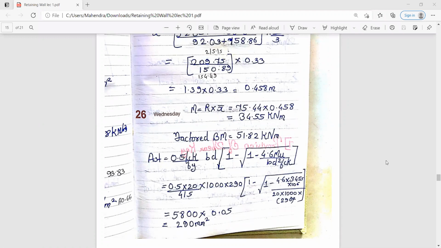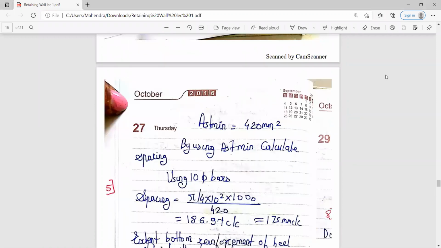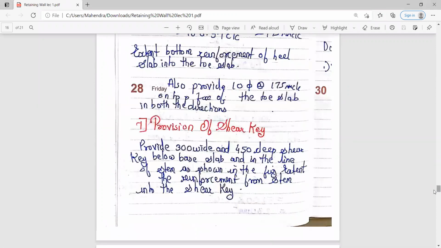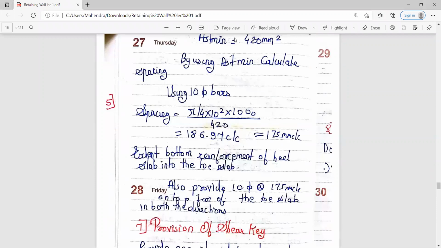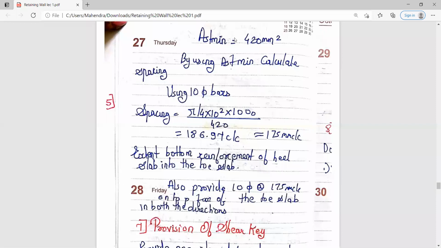Okay. Now you need to calculate AST minimum. For calculation of AST minimum, you are going to use the same formula, that is 0.12% of B into D. By using AST minimum, you can calculate the spacing. For spacing, you need to use 10 mm bars. So pi by 4 into 10 square into 1000 upon AST, that is 420. So spacing comes to 186.97 center to center. So minimum spacing you need to provide is 175 mm center to center.